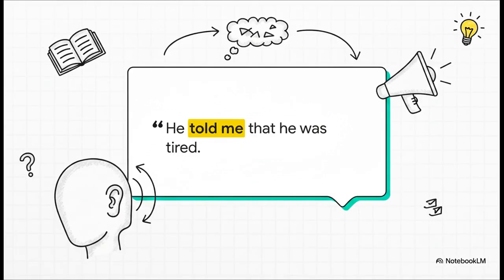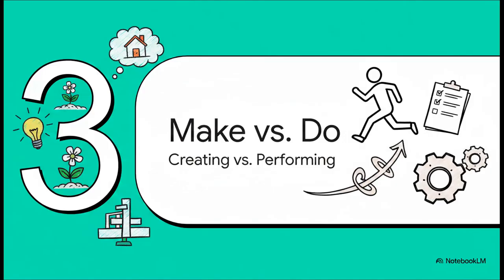But watch what happens when we switch it up. He told me that he was tired. Boom. Suddenly, there's a listener involved, me. The information was aimed at a person, and that is your big clue that you need to use told. Pretty simple, right? All right, let's tackle our third pair, make versus do.